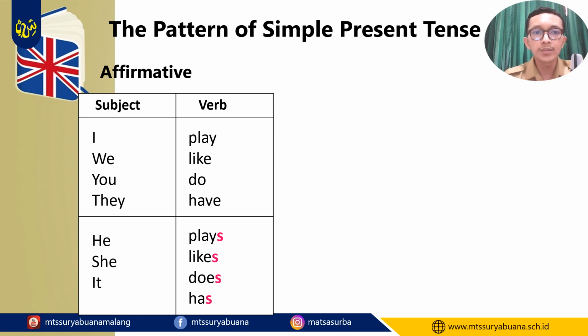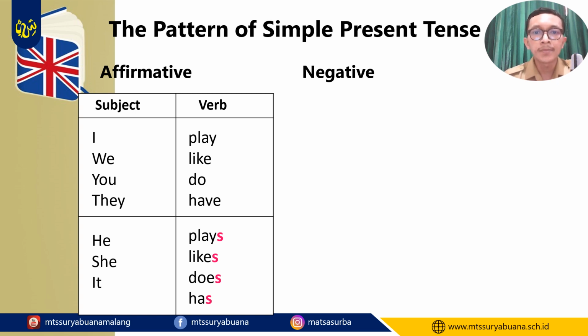But if you want to use a subject in the form of he, she, or it, don't forget to put s after the verb. For example, he plays, she likes, it does, it has, or it plays. Yeah, something like that.